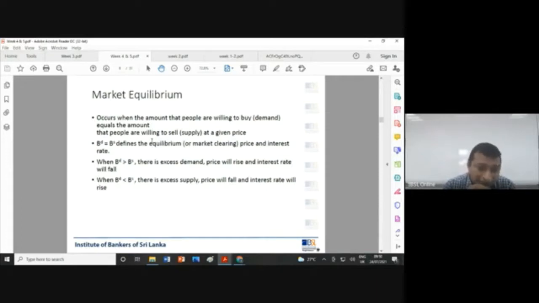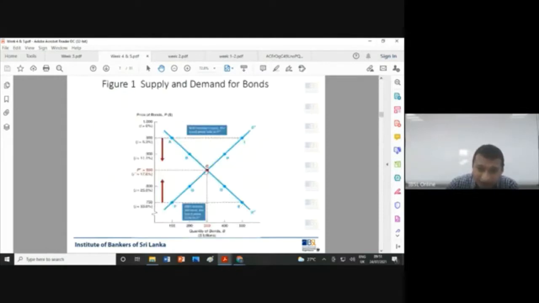When bond demand is greater than bond supply, you already know there is excess demand. At this point, supply is lower and demand is higher. Here, excess demand. So as a result, you have to get suppliers to supply more and demanders to demand less in terms of interest rates.